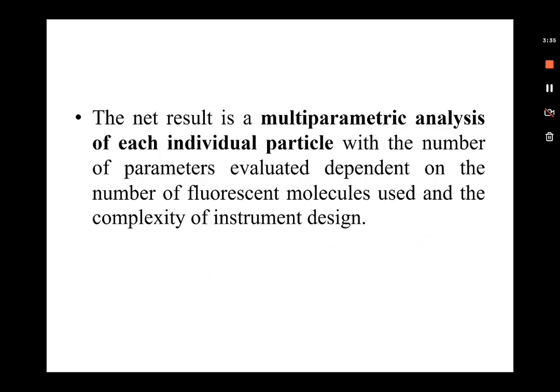Hence flow cytometry gives us a multi-parametric analysis of each cell. The number of parameters you can see depends on the number of fluorescent molecules. Sometimes people even use 17 to 18 fluorescent molecules. The more parameters you want to see, the more complex the design, and of course the number of fluorescent molecules you've attached will be increasing.